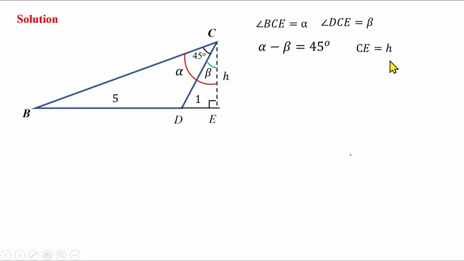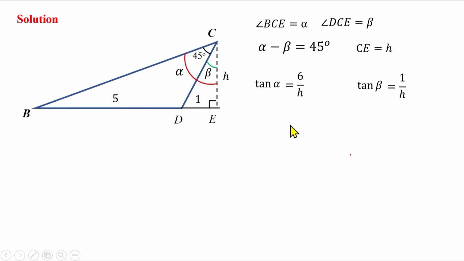How to do this? First, we will find tangent alpha, which is BE over h. BE equals 6, so it is 6 over h. And then we will find the same for angle beta. Tangent beta will be DE over h, or 1 over h.